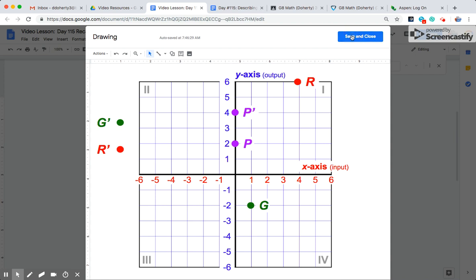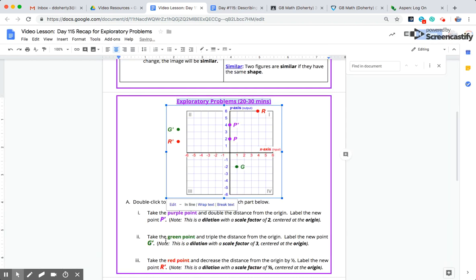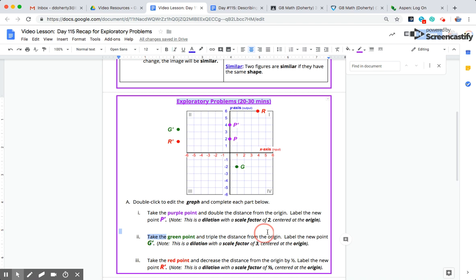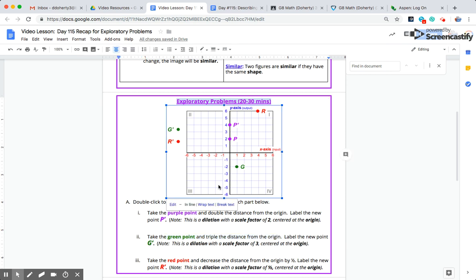We're going to take a look at part 2 very quickly. Part 2 says to take the green point, and this time we're going to triple the distance between the green point and the origin. That's another way of saying dilate with a scale factor of 3, with the center of dilation being the origin. Triple the distance between the origin and the green point.